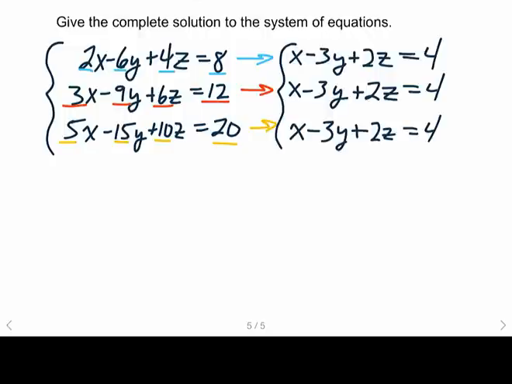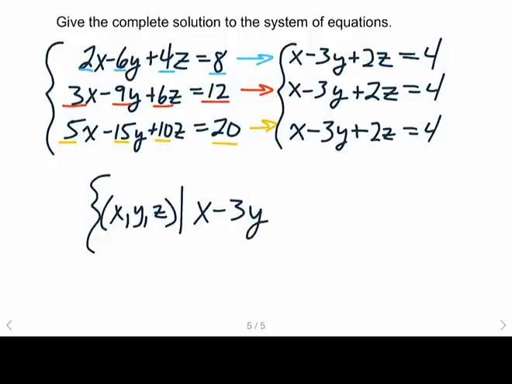Break! I'm seeing triple. I got the same equation 3 times. It's x minus 3y plus 2z equals 4. Guess what that means? It was all one plane to begin with. So what we want to say is that it's the set of ordered triples x, y, z such that they're on the plane. Well, how do you write that down? You write down the equation of the plane. So the set of ordered triples x, y, z such that x minus 3y plus 2z is equal to 4.